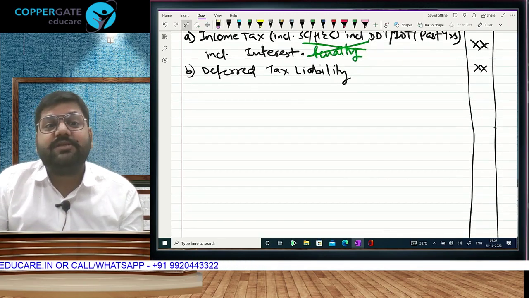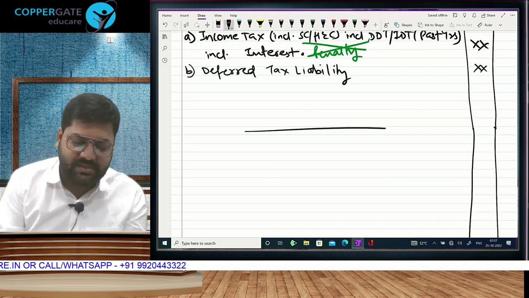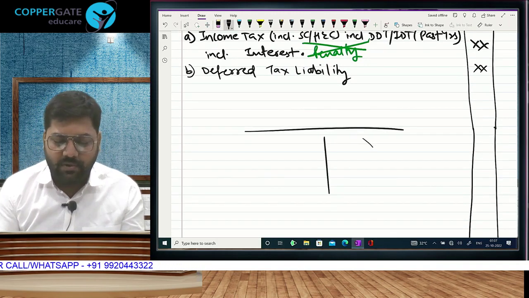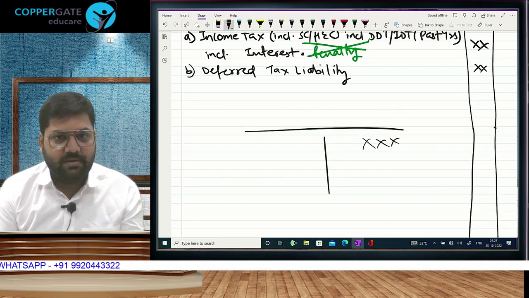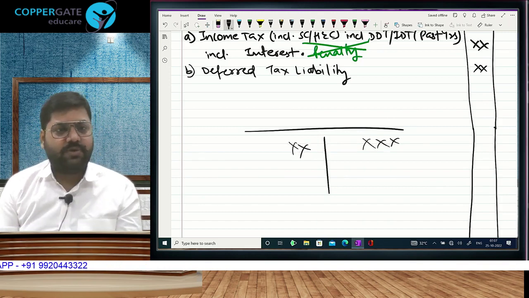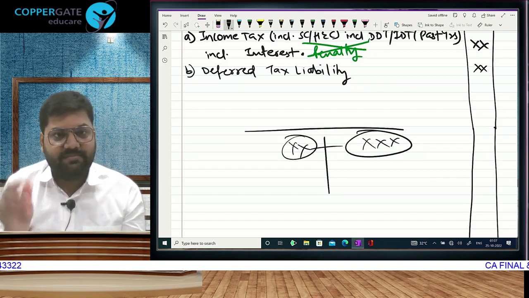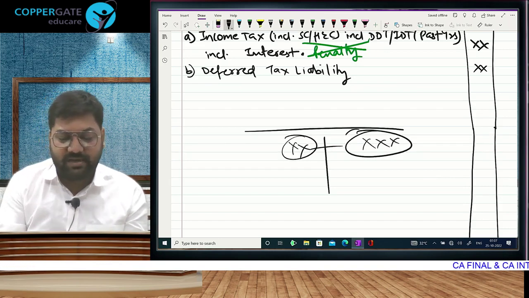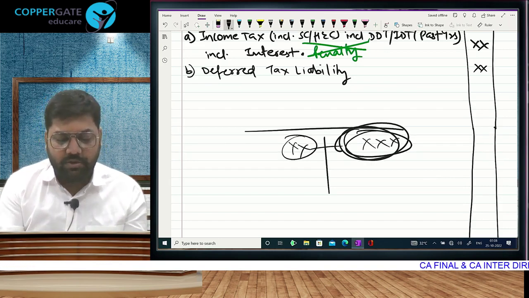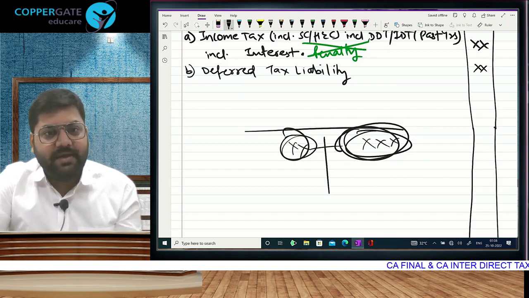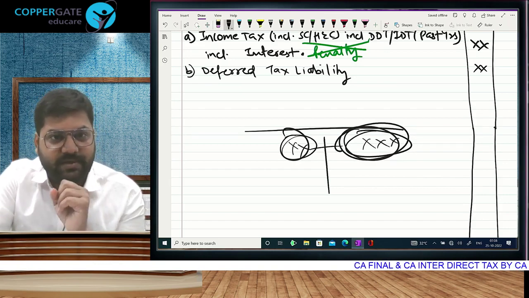In accounts there is a concept called matching. Matching concept means if you make a P&L account and you write a particular income, then its expense also you should write here. It means the expense should match the income. The expense necessary for the income, if a particular income is created, the relevant expense also should be debited. Income and expense matching has to be done.